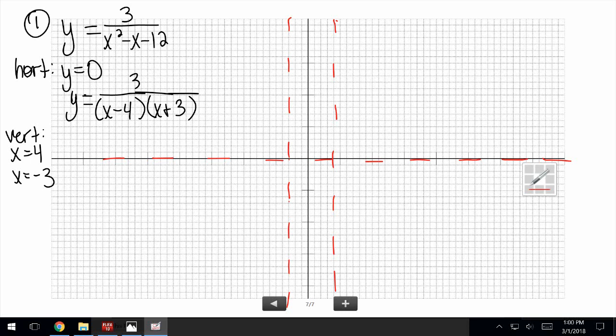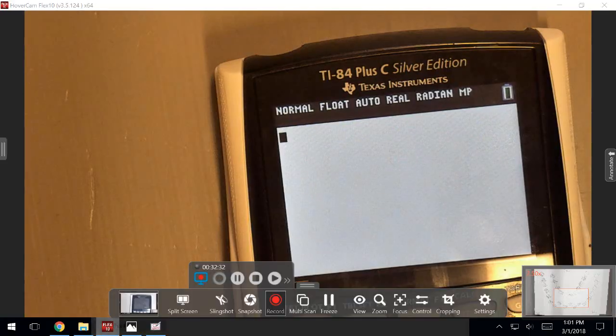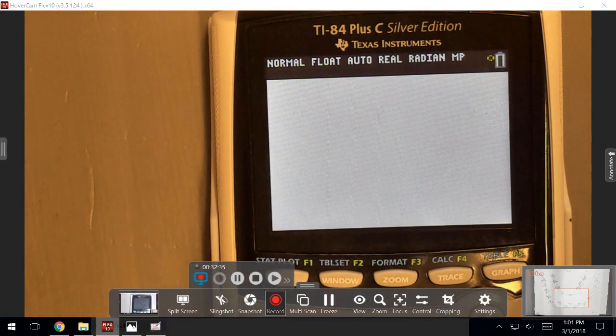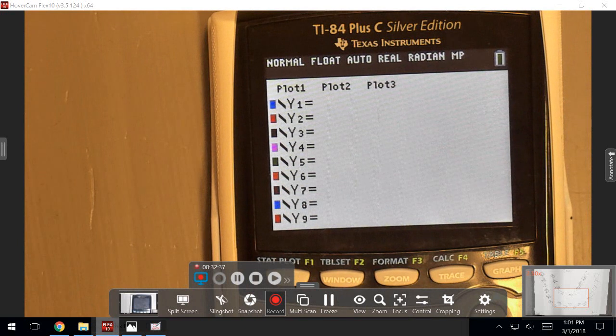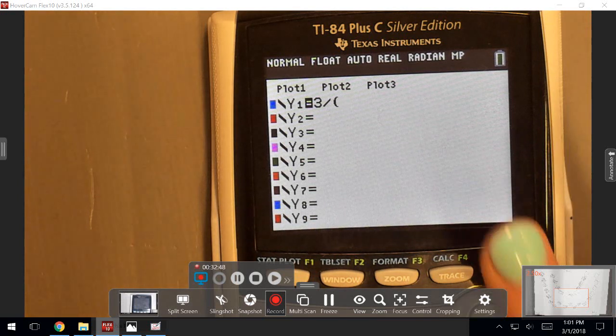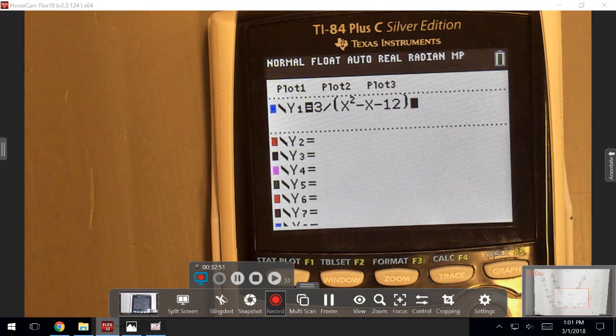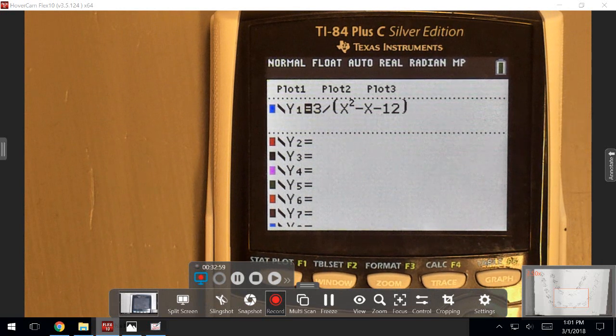Where's the graph going to be? In between all this. All right, so take your calculator. Go to y equals. The graph is a little bit funky. So when you type it in, it's 3 divided by x squared minus x minus 12. Notice how I put the denominator in parentheses. Don't freak out when you hit graph because it's going to be a little funky, okay? Now hit graph.